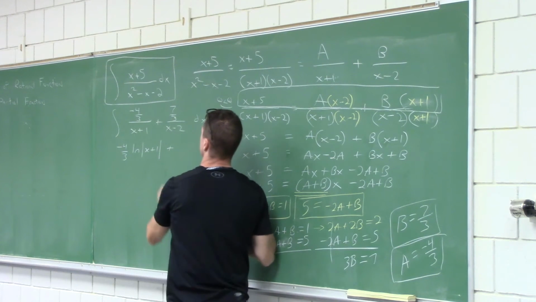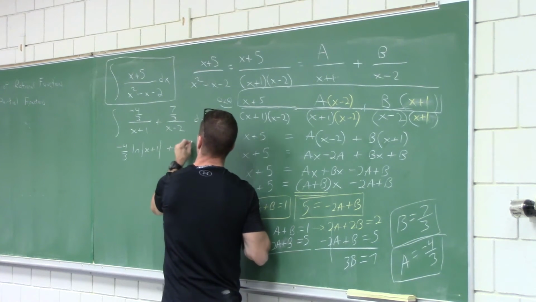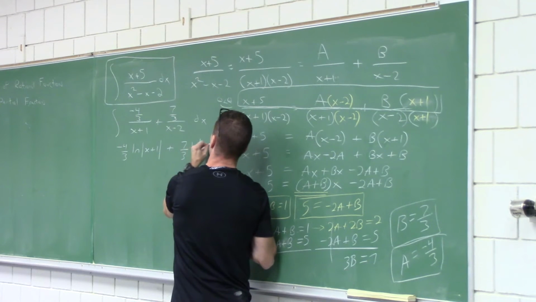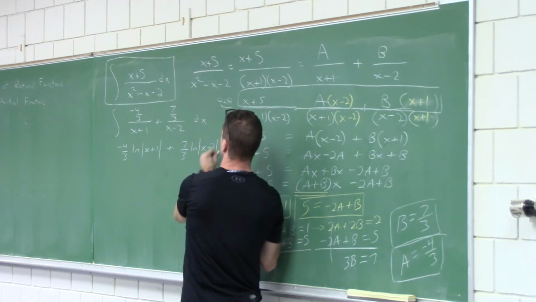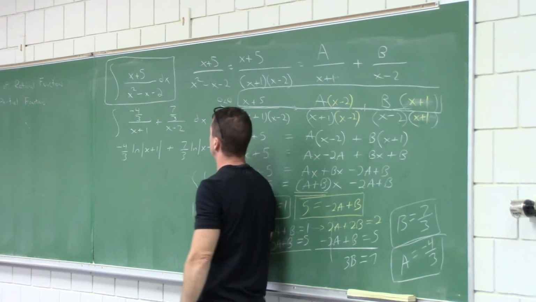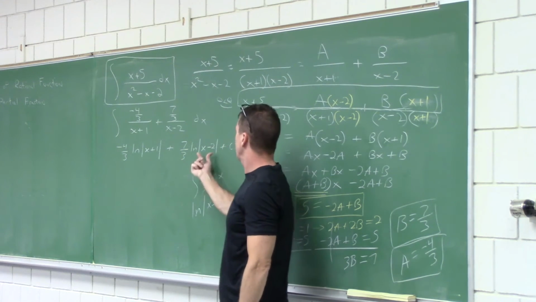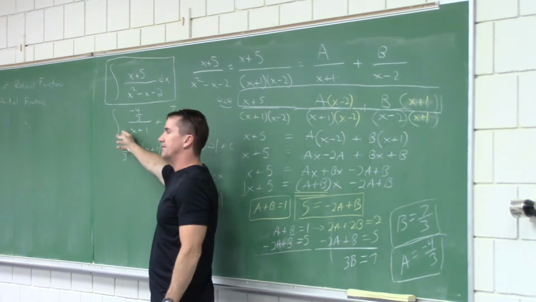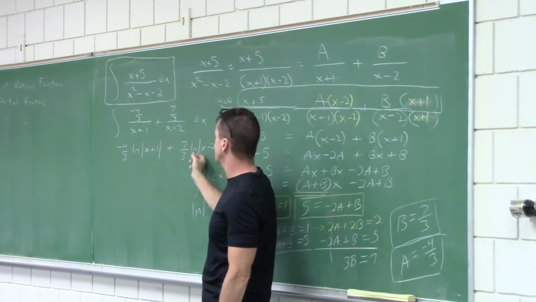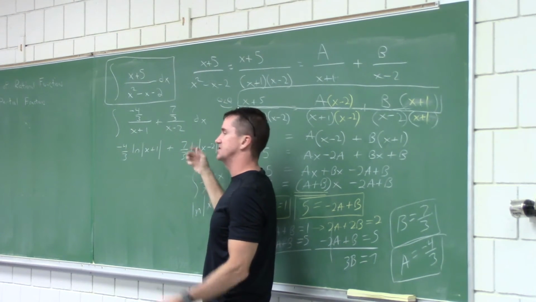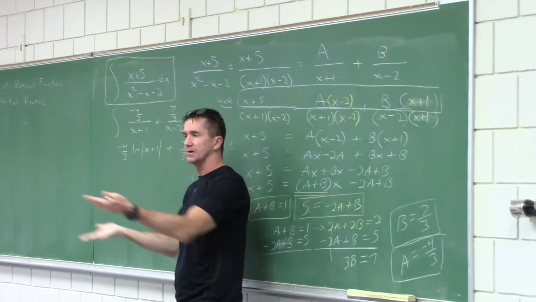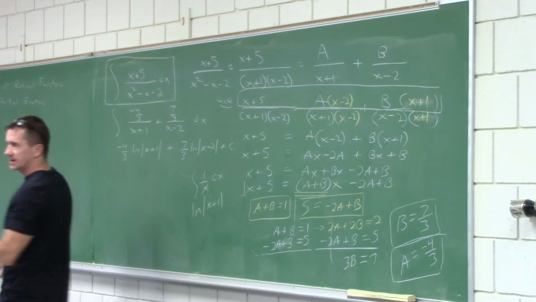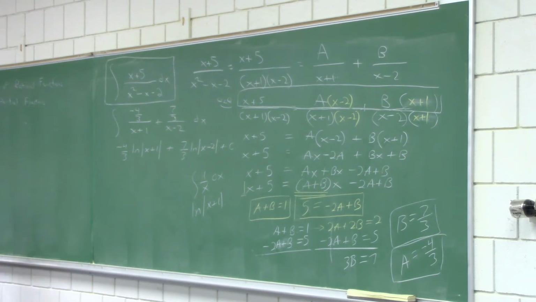Plus 7/3 times the natural log of x minus 2. Hey, these absolute value bars, if you're curious why we always write them, let's say you had a negative value in that expression. Well, -1 minus 2 would be -3, but what's the absolute value of -3? 3. And you can still work out the problem. So if you want to see a definite integral, eventually we will put a problem down today with a definite integral.